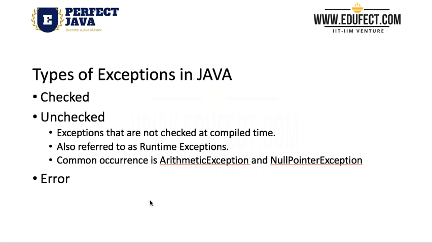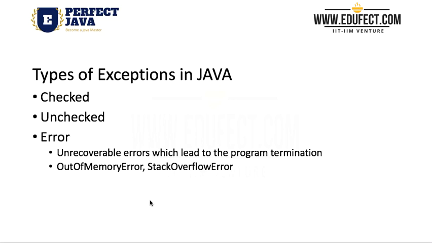The third kind of exception is error. Errors are unrecoverable errors which invariably lead to program termination. So these are errors from which it is very difficult to recover, and hence the program terminates. The most common form of errors is out of memory error, when the machine has run out of memory, and hence there is nothing really that it can do about it. Another similar form is stack overflow error, from which it is very hard to recover, and the program terminates.